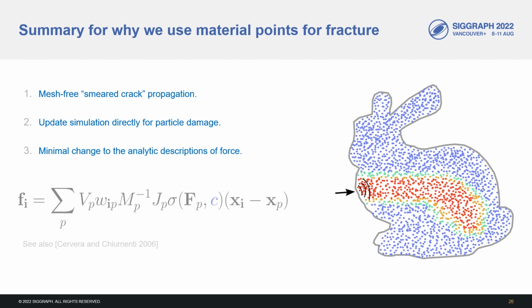So then to answer the question of why do we use material points? Well, besides the fact of being meshless, which saves implementation effort, we can easily incorporate the influence of our quantity of interest, which is the new internal state variable that represents the local damage. Also, we can more or less have a similar analytic description of force as in the case where we are concerned only with elastic deformation, which is convenient.